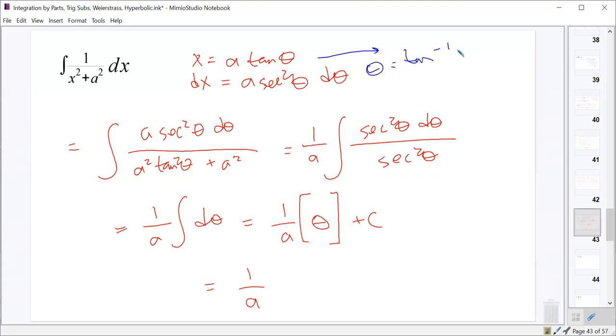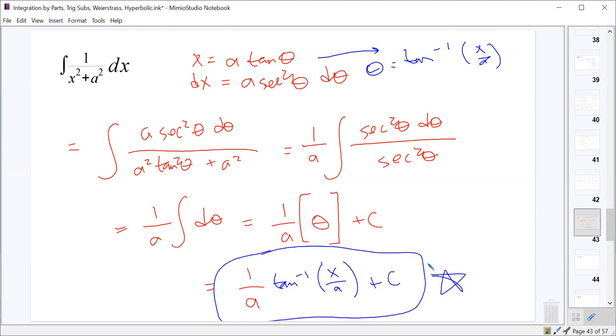Theta is inverse tangent of x over a. So this is 1 over a inverse tangent x over a plus a constant. And now this is a good special case that we're going to want to have memorized and be able to utilize. So if we have a sum of two squares, x squared plus a squared in the denominator, then we should be able to turn that into 1 over a inverse tangent x over a plus a constant.